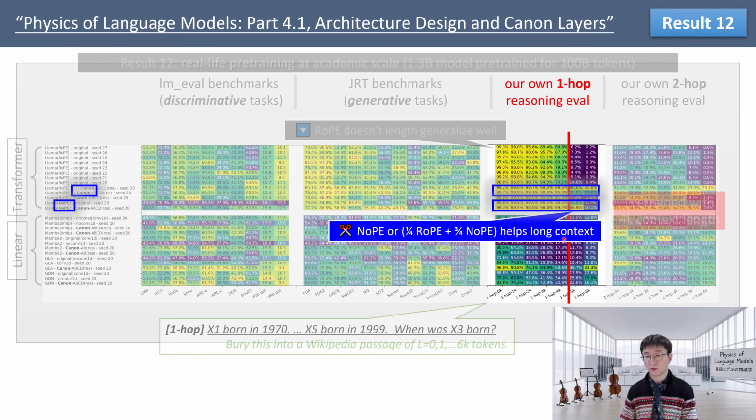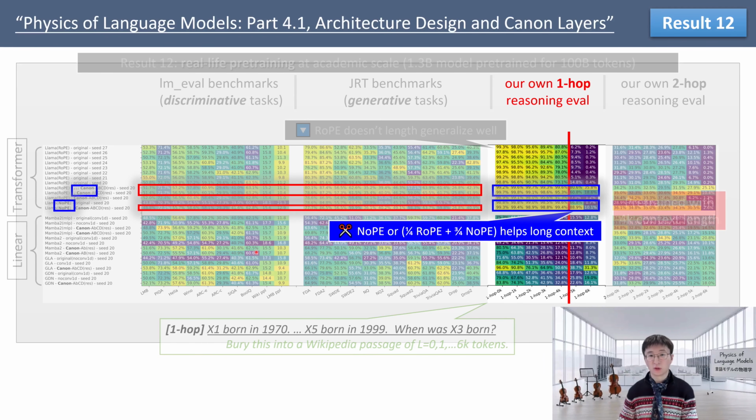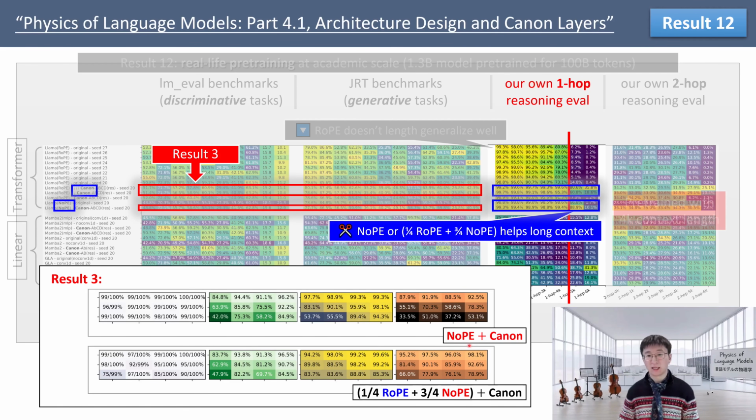This actually calls back to our previous result. And by the way, one of the rows is bad because that's the original NoPE. So the only 3 good rows are the following 3, but they correspond to exactly this NoPE plus Canon or the quarter RoPE plus Canon that we predicted from the synthetic tasks. So this calls back very well to our synthetic result number 3.